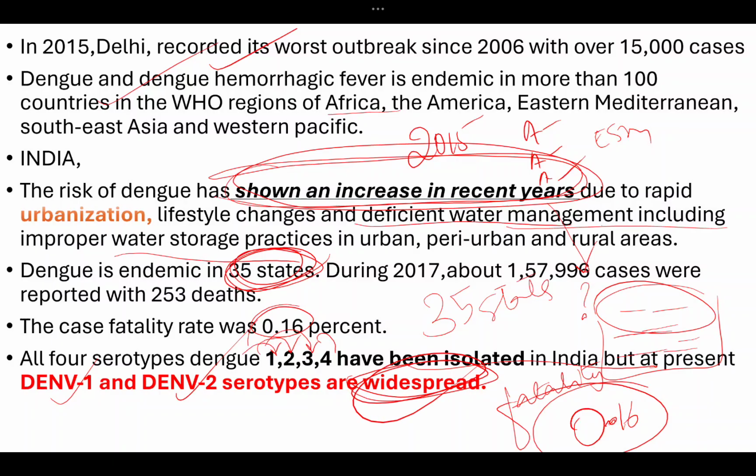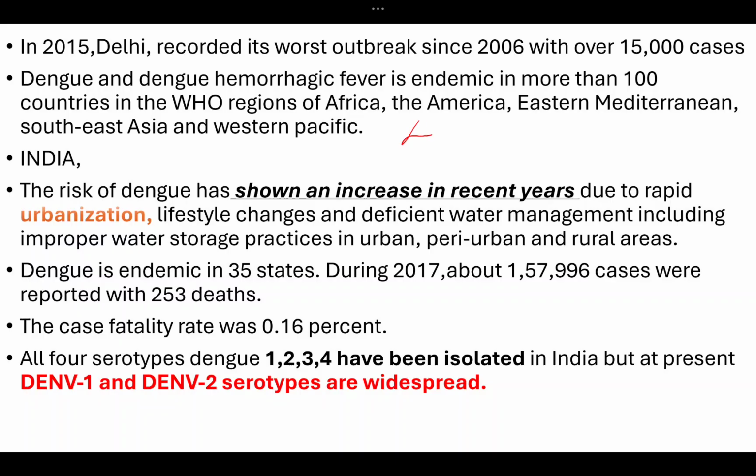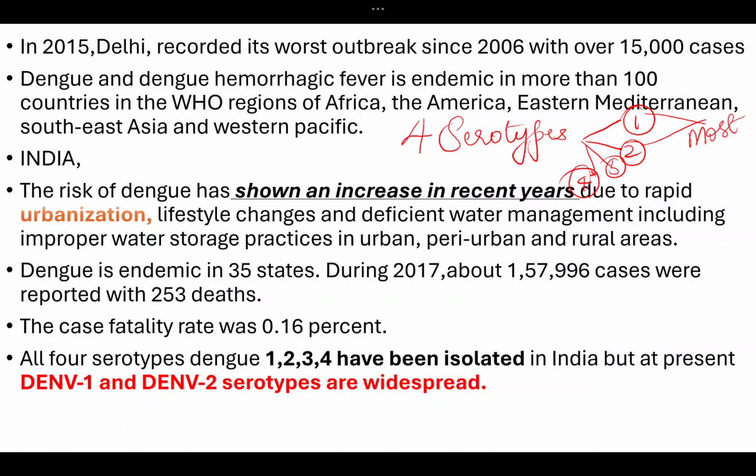Is it clear? Very simple. What did we understand? That the dengue virus has four serotypes, dengue virus 1, 2, 3 and 4, and out of these, dengue virus 1 and 2 are most widespread. Is it clear?